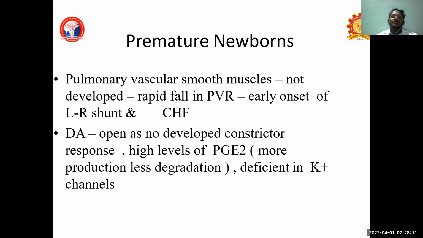In premature newborns, pulmonary vascular smooth muscle is not developed, so there is a rapid fall in pulmonary vascular resistance, early onset of left to right shunt, and congestive cardiac failure. The ductus arteriosus stays open and has no developed constriction response. High levels of prostaglandin E2 and a deficiency in potassium channel produce a rapid fall in pulmonary vascular resistance, which promotes the left to right shunt.